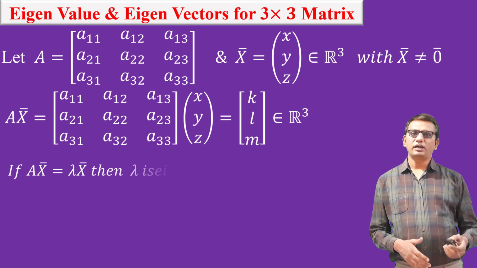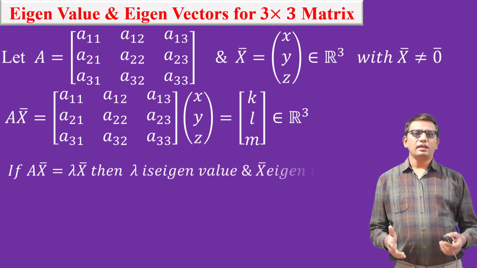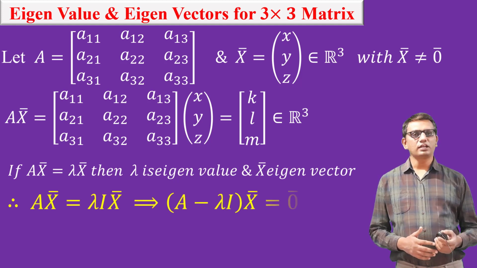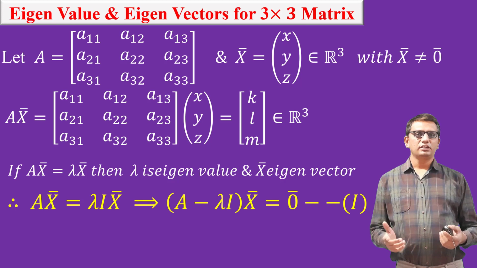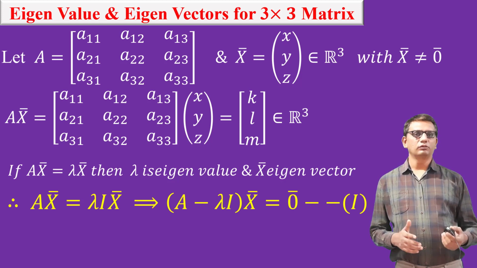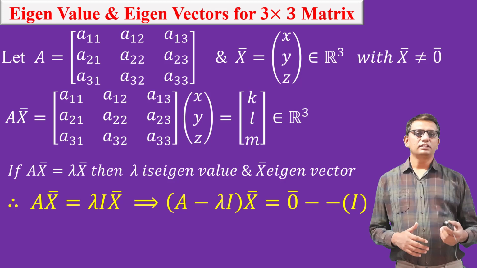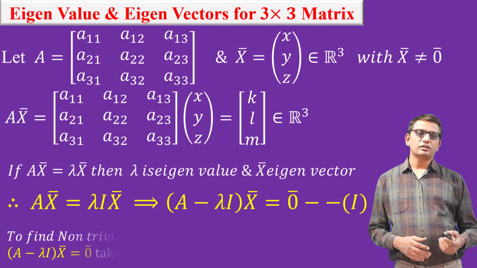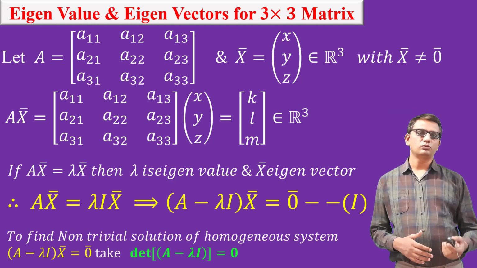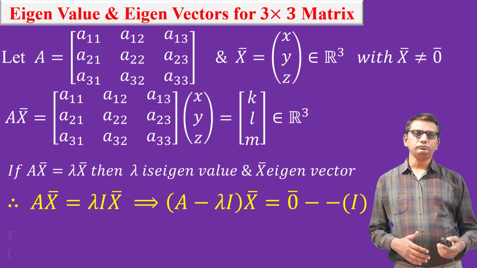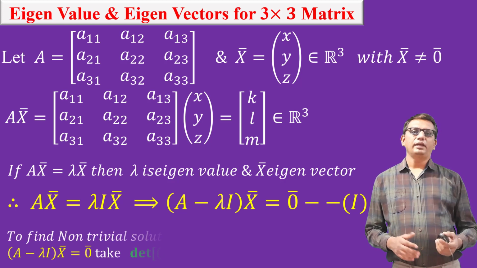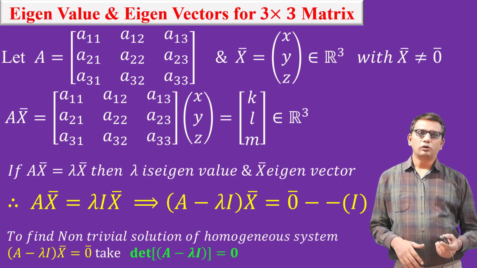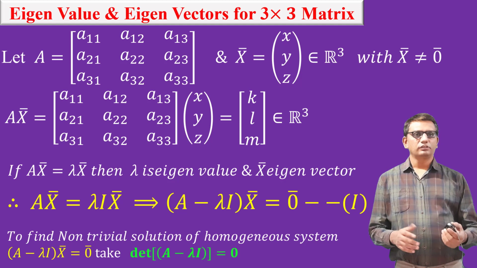But when x bar is an eigenvector and Ax bar equals lambda x bar, then lambda is called the eigenvalue and x bar is our eigenvector for matrix A. In this case, we can rewrite Ax bar equal to lambda I x bar, and that can be written in the homogeneous system form (A minus lambda I) x bar equal to 0. That is our homogeneous system of linear equations, and we want to find the non-trivial solution of homogeneous system of linear equations 1.